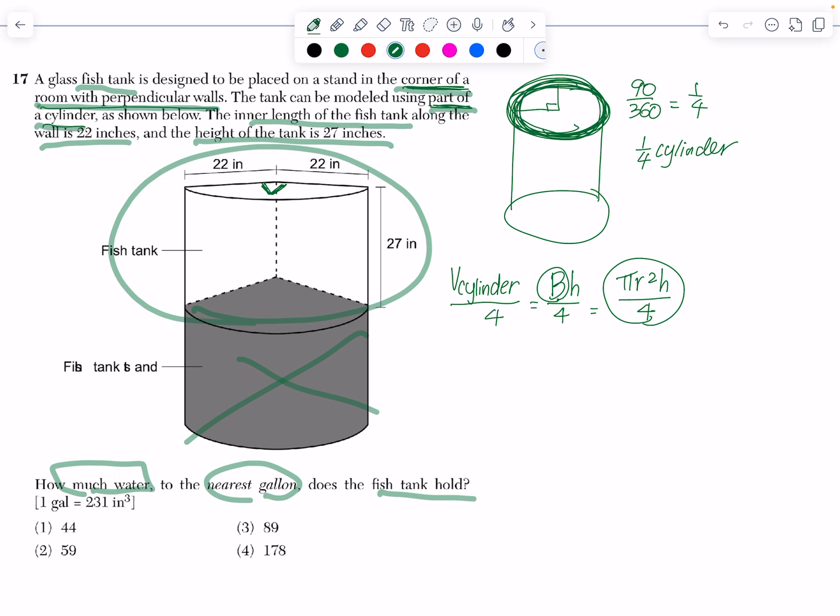Now let's start plugging in information. Pi will leave as pi because we're going to enter that in the calculator as second caret. Just to be clear, second caret, that would give you the pi in the calculator. So we have pi times radius squared times the height of the fish tank divided by 4. Now, once again, you're putting pi in the calculator as second caret times 22 squared times 27.